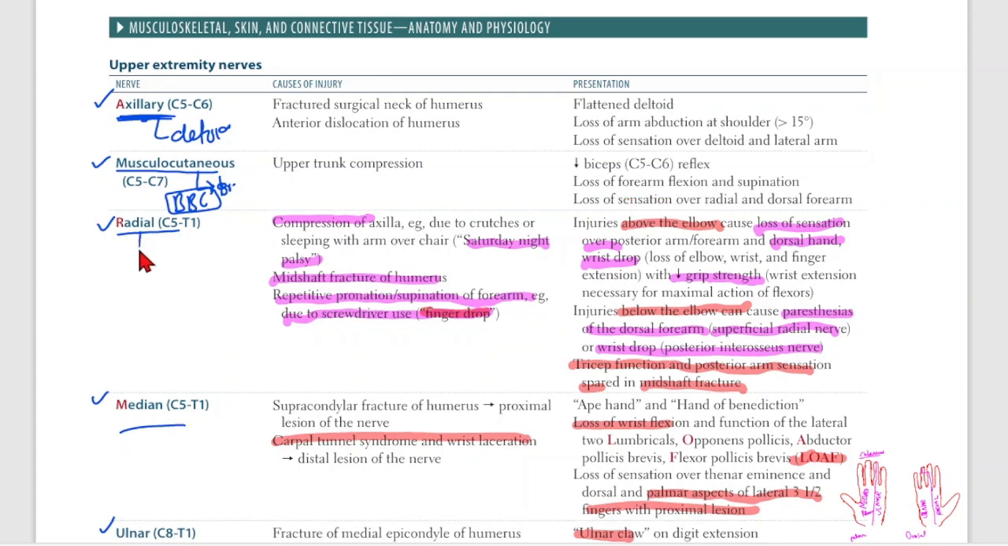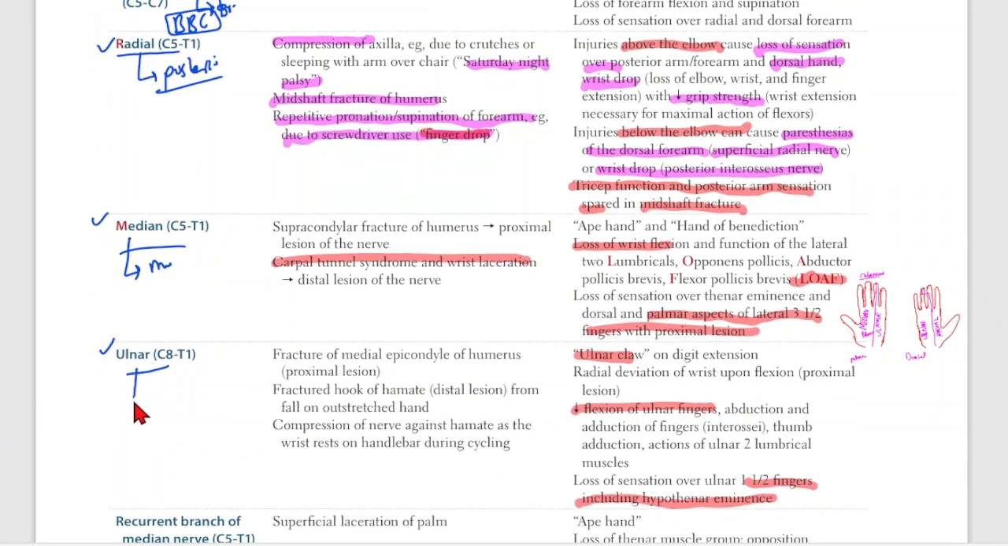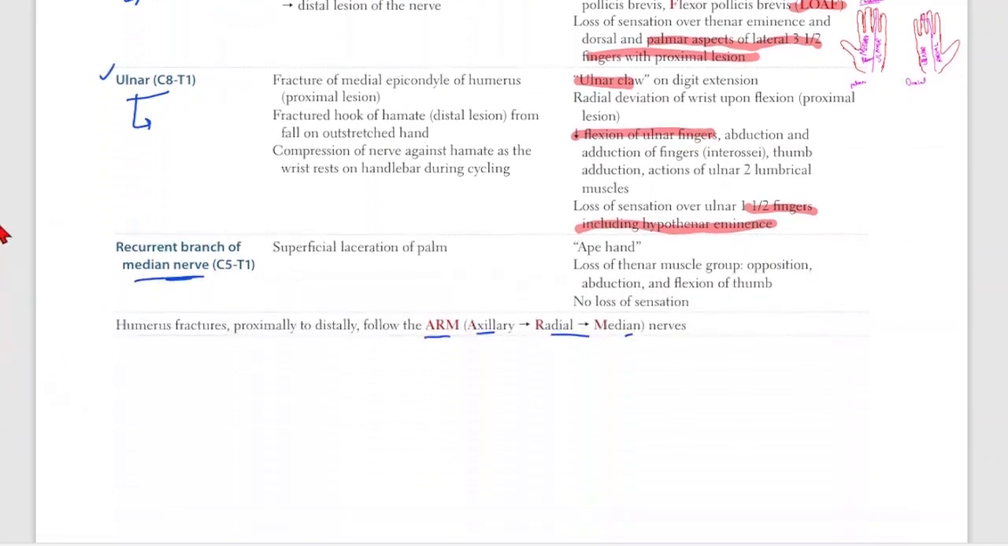The radial nerve supplies all the posterior muscles of the arm and the forearm. The median nerve supplies the muscles of the forearm and also some muscles of the hand. The ulnar nerve supplies most of the hand muscles. You just have to remember this.